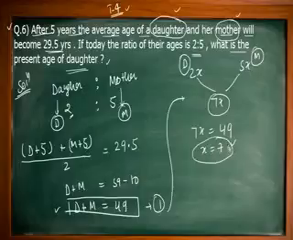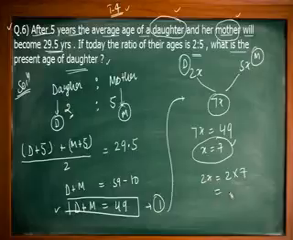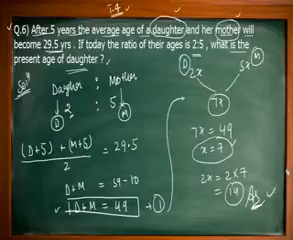And the present age of daughter is 2x. So 2x will equal 2 into 7, that is 14. 14 is your answer. So this is another type of problem, and the answer is 14. See guys, one thing more.